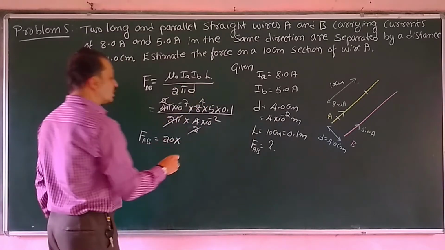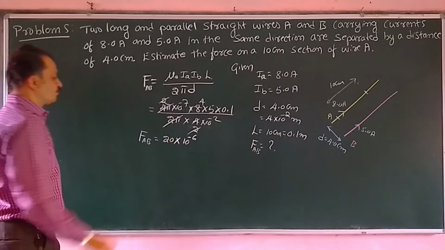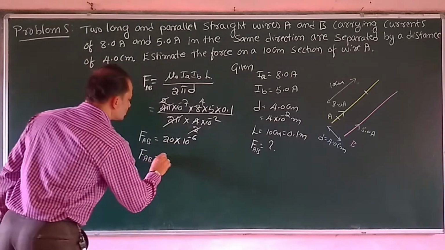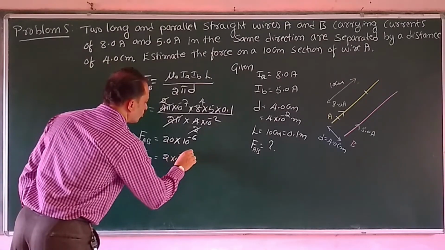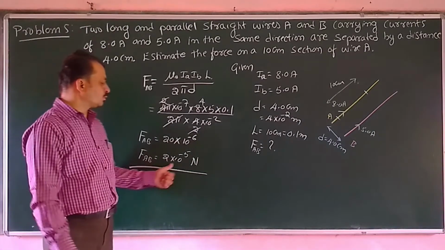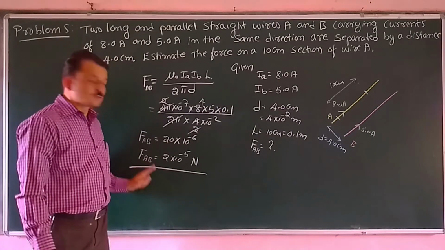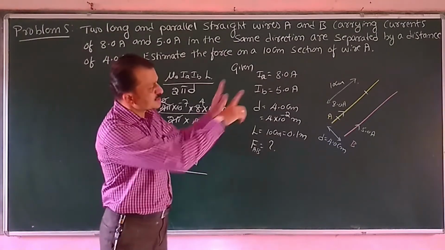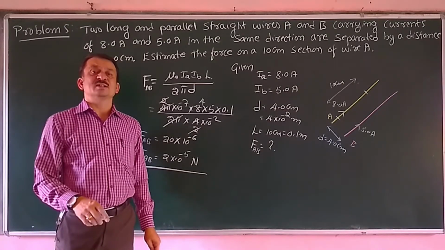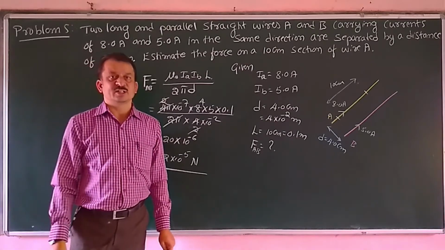If it comes to the numerator, it becomes plus 2. Therefore it is 10 to the power of minus 6. Therefore, force on the conductor A due to the magnetic field of B is 2 into 10 to the power of minus 5 Newton. This force is attractive because the two currents are in the same direction. We know that parallel currents attract and anti-parallel currents repel each other.